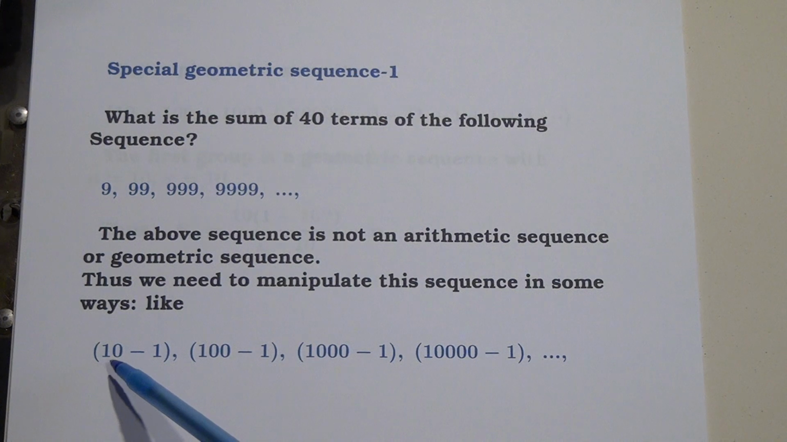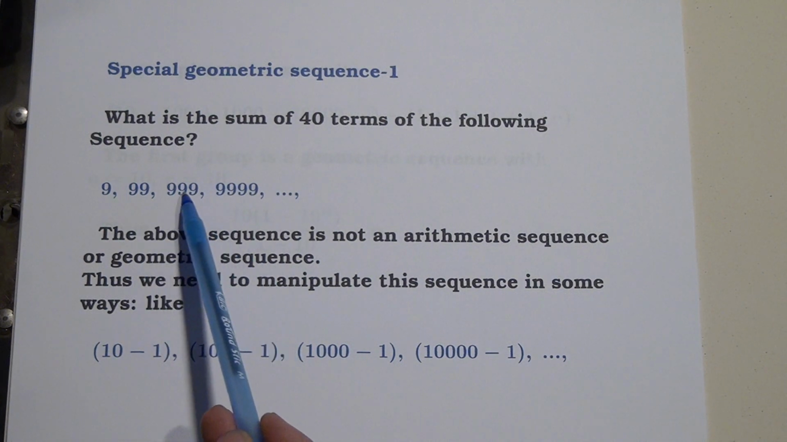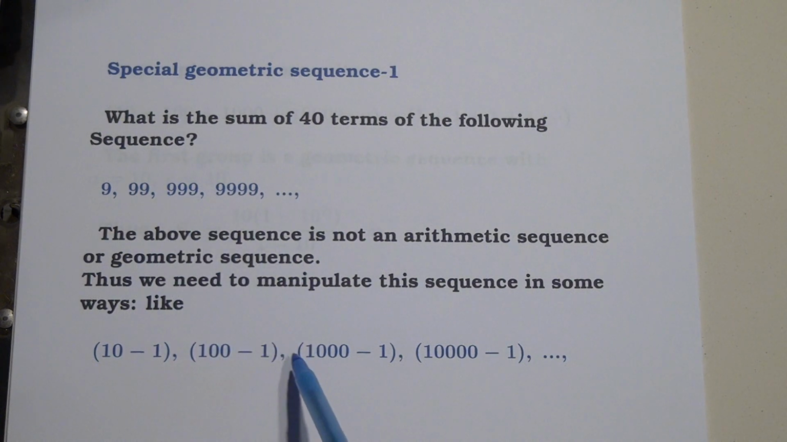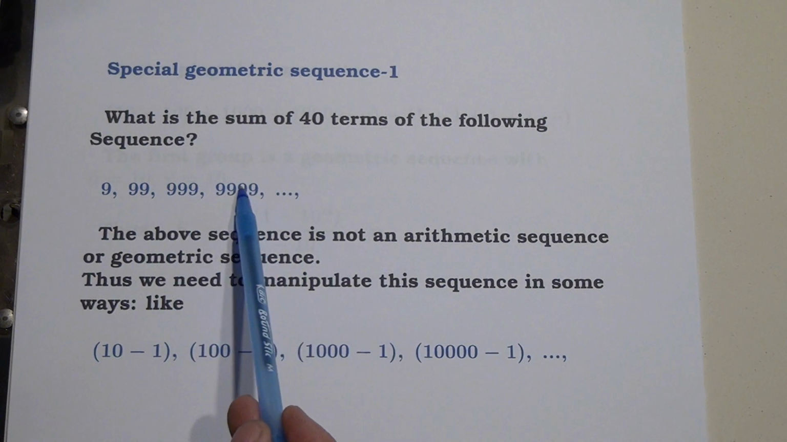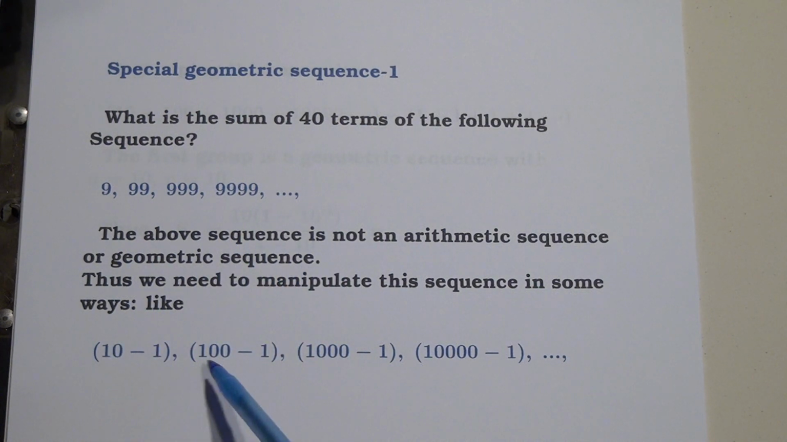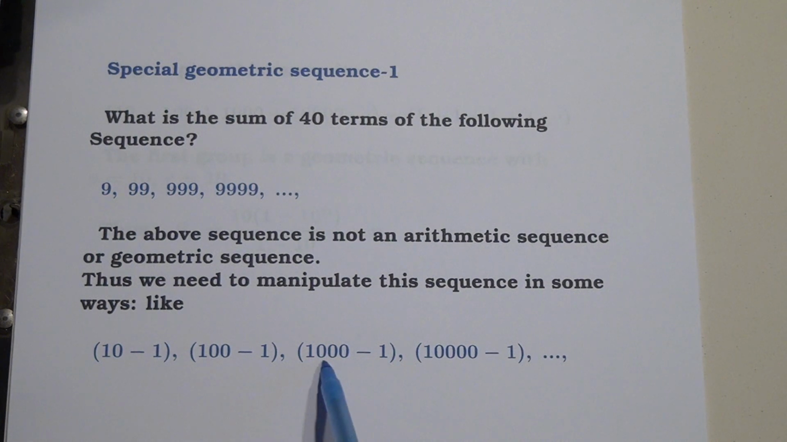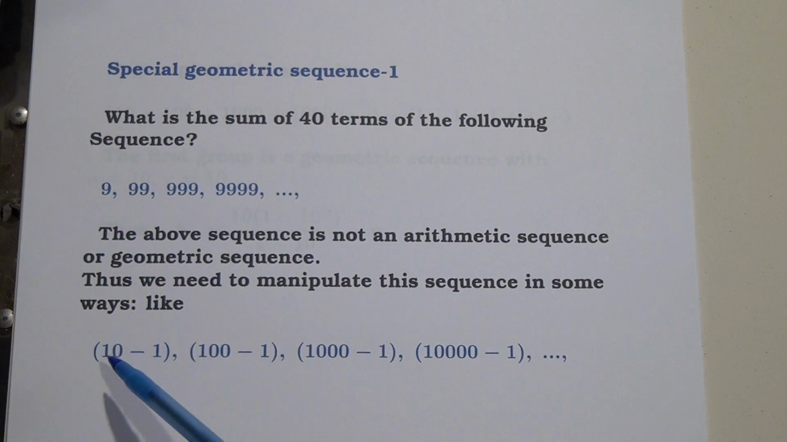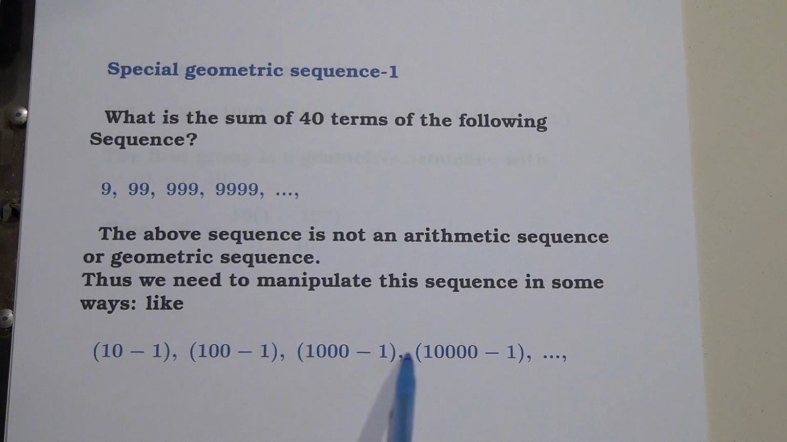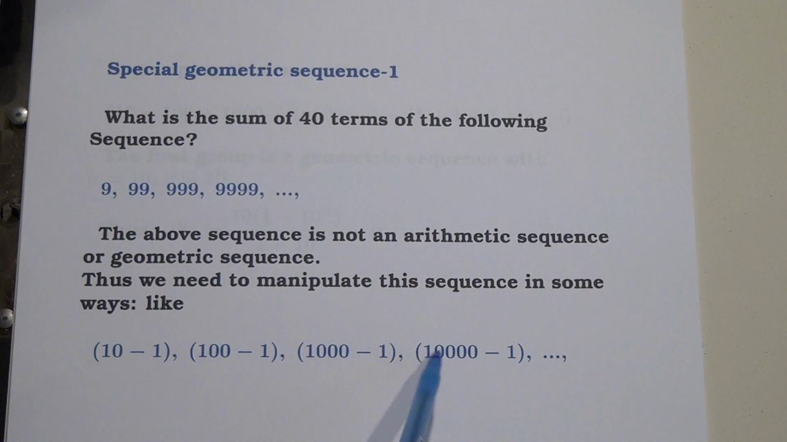Okay, 9 is the same as 10 minus 1, 99 is 100 minus 1, 999 is 1000 minus 1, and this one is 10,000 minus 1. If you look at the first values here, 10 and 100, 100 and 1000, 1000 and 10,000, you can get those values by multiplying by 10. Then the first values become a geometric sequence.